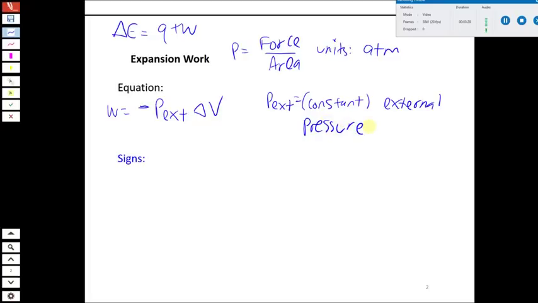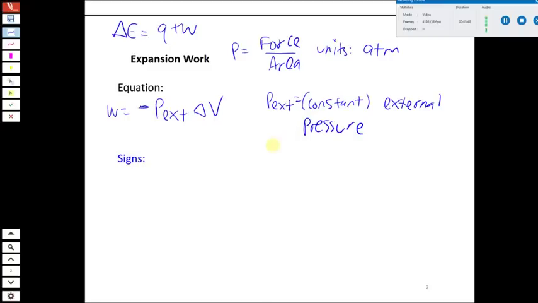So if we had a piston of gas out here in the front of the room and it was expanding against the room pressure, that would be an external pressure of approximately 1 atmosphere. But the external pressure is basically whatever pressure is on the outside of the container of gas that the gas is expanding against, or that is causing the gas to be compressed if it's going the other direction.